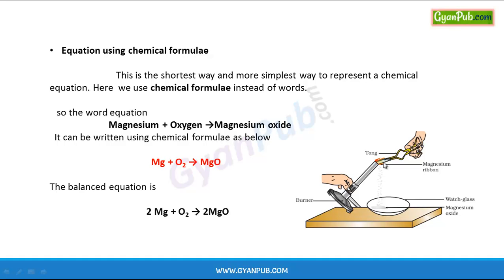So here we are describing this reaction in the form of a word equation, and to make it simpler, we are using chemical formulae to describe it as a chemical equation. If we use a word equation, we need to use these words, and to make it simpler and shorter, we use the chemical formulae of the chemical substances involved in it. So here magnesium is burning in oxygen and giving magnesium oxide powder.